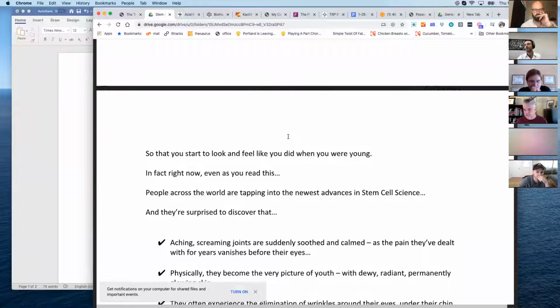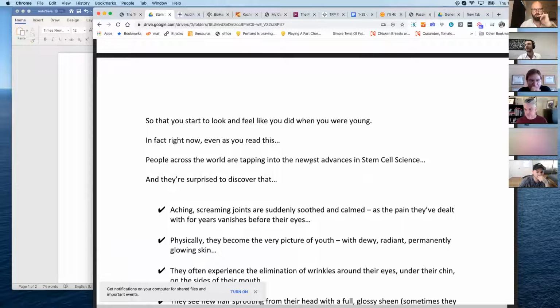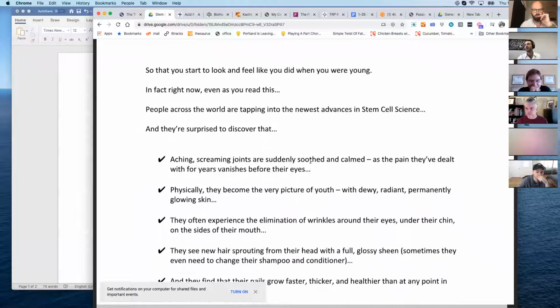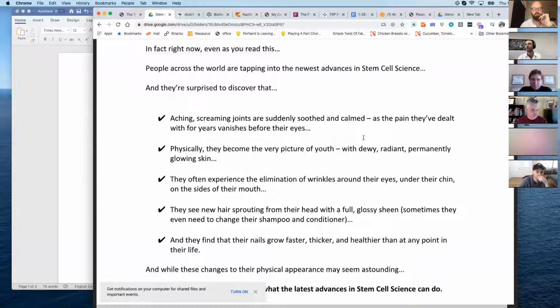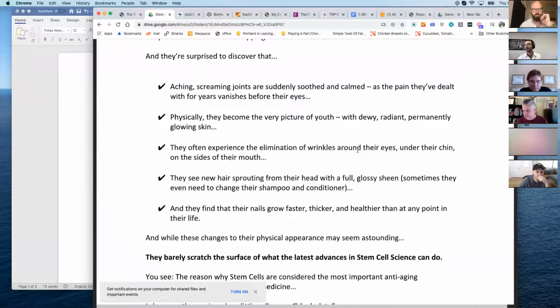In fact, right now, even as you read this, people across the world are tapping into the newest advances in stem cell science, and are surprised to discover that aching, screaming joints are suddenly soothed and calm, as if the pain they've dealt with for years vanishes before their eyes. Physically, they become the very picture of youth with dewy, radiant, permanently glowing skin. They often experience the elimination of wrinkles around their eyes, under their chin, on the sides of their mouth. They see new hair sprouting up from their head with a full, glossy sheen. Sometimes they even need to change their shampoo and conditioner. And they find that their nails grow faster, thicker, and healthier than at any point in their life. And while these changes to their physical appearance may seem astounding, they barely scratch the surface of what the latest advances in stem cell science can do.